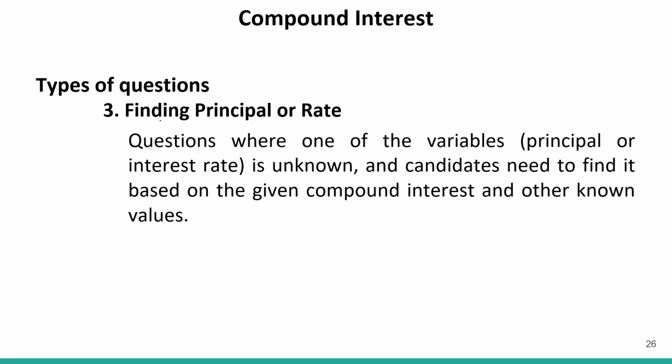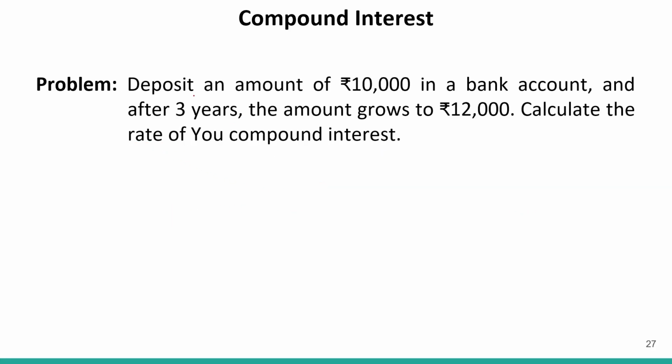So let's see the third kind of question, that is finding principal or rate. Questions where one of the variables is unknown and candidates need to find it based on the given compound interest and other known values. So deposit an amount of 10,000 in a bank account, and after 3 years the amount grows to 12,000. So calculate the rate of compound interest.